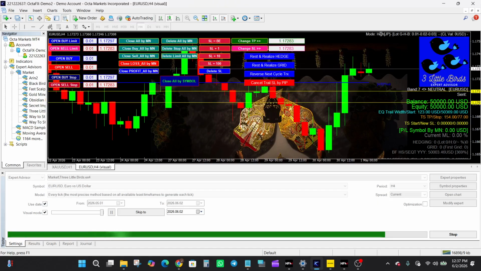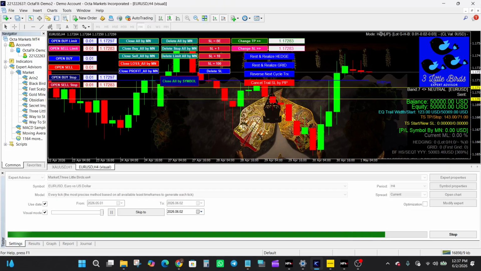Overall, the Three Little Birds EA is presented as a multi-layered trading system combining grid, martingale, and hedging logic with a strong focus on equity recovery and structured trade management. The historical testing provides insight into its behavior, but careful evaluation and risk control are essential given the complexity of the system. So that's my review on the Three Little Birds EA.